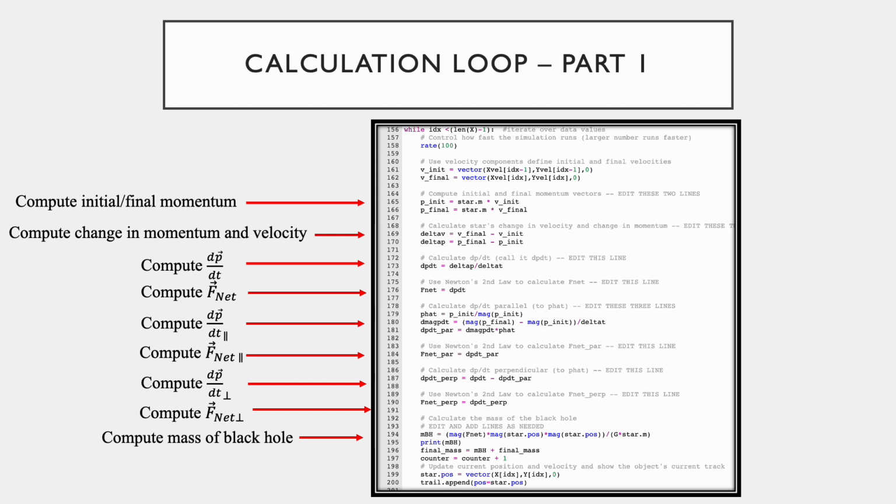And then finally, to compute the mass of the black hole, I used a counter and a final mass additioner in order to find the average mass of the black hole by dividing the final mass by the number of times the loop was run, because the mass changes every time the loop runs.